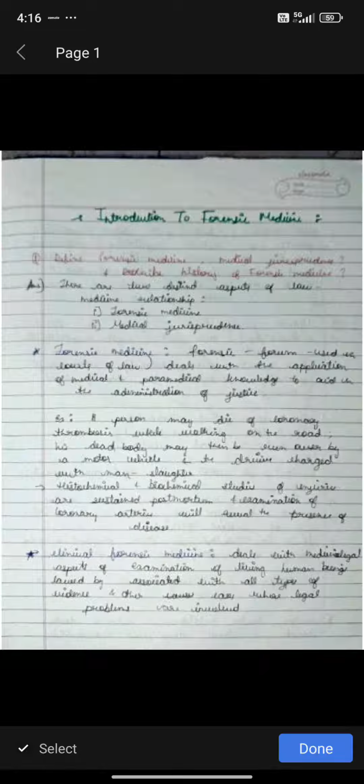So there are certain associated definitions, such as clinical forensic medicine and state medicine. Clinical forensic medicine deals with the medico-legal aspects of examination of living human beings associated with all types of violence and other causes where legal problems are involved. So the basic difference is that forensic medicine deals with the living or the dead, but clinical forensic medicine deals only with living human beings.